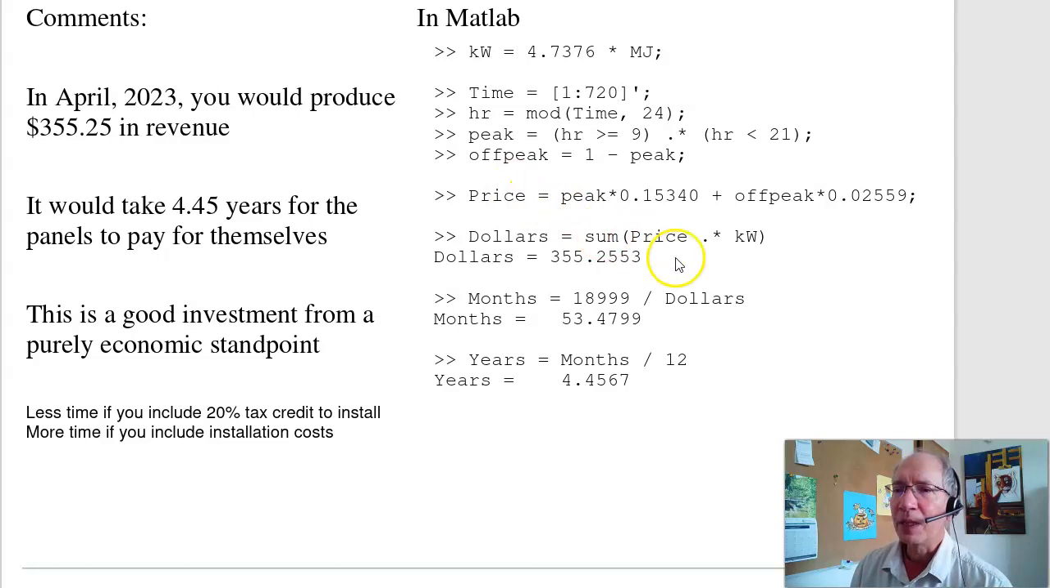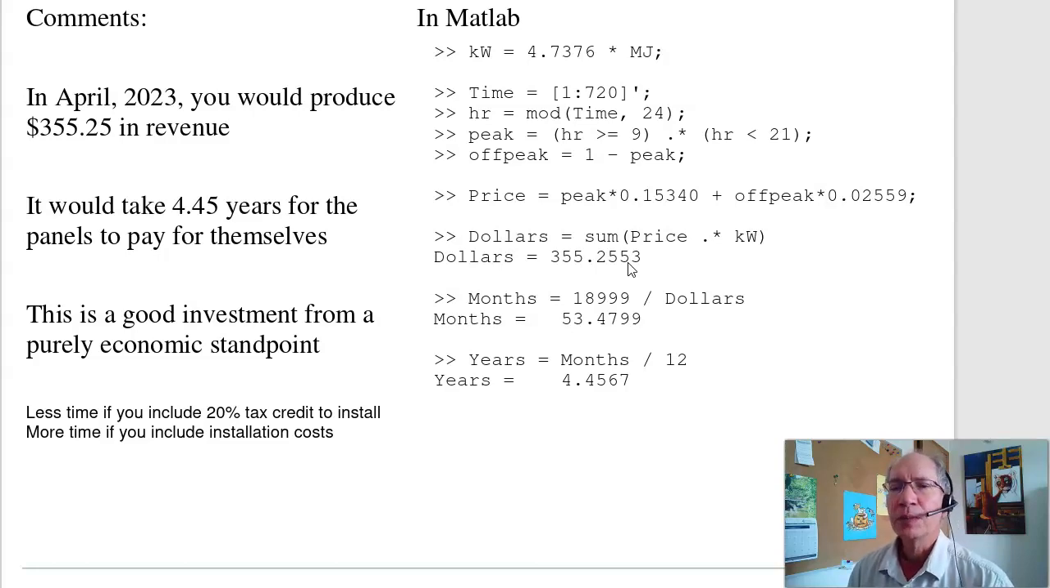Then add them all up. So the value of the electricity at any given hour is price times kilowatts. And again, I've got to use that dot notation. This isn't a matrix multiply. This is just element by element. At each hour, what's the value of the electricity? At each hour, how many kilowatt hours did I produce? Add them all up, I get $355. So that's the revenue I produce over the month of April 2023.